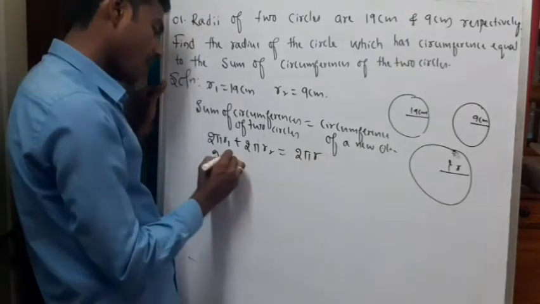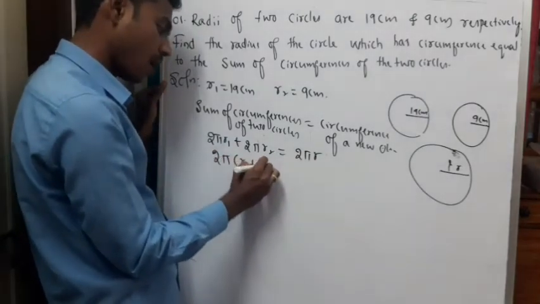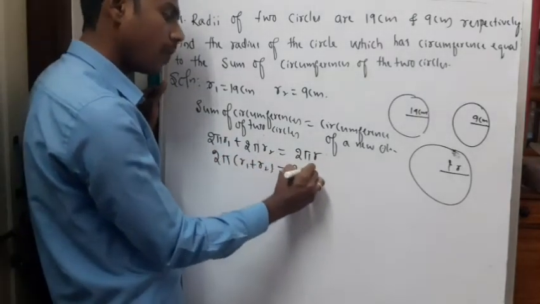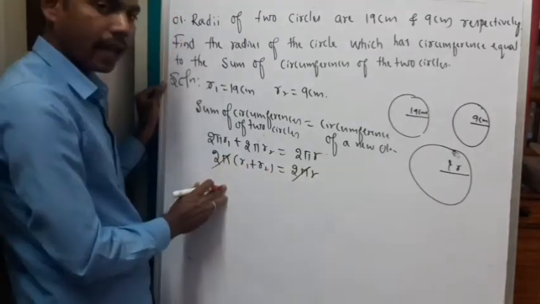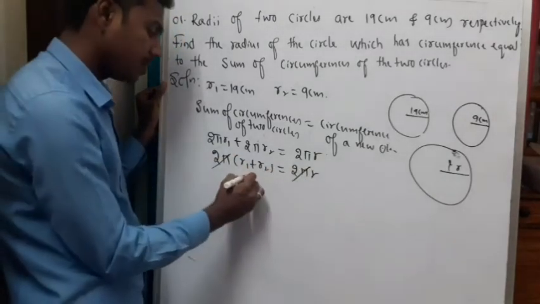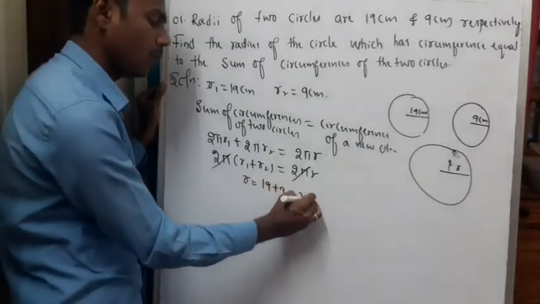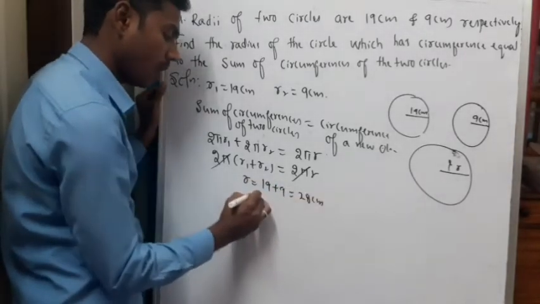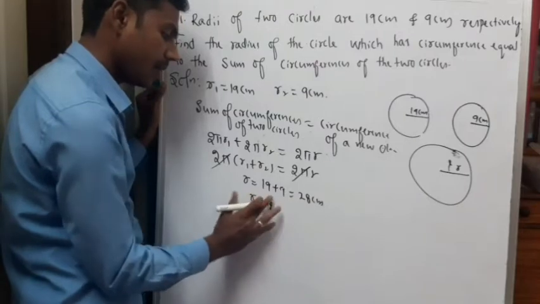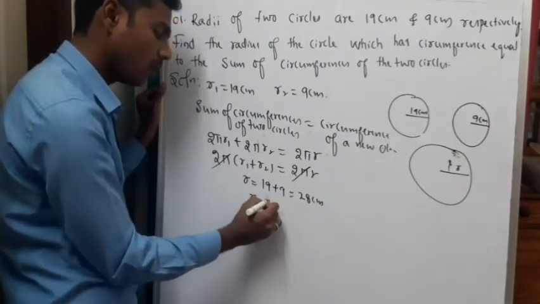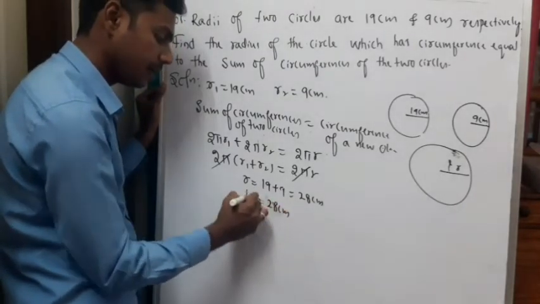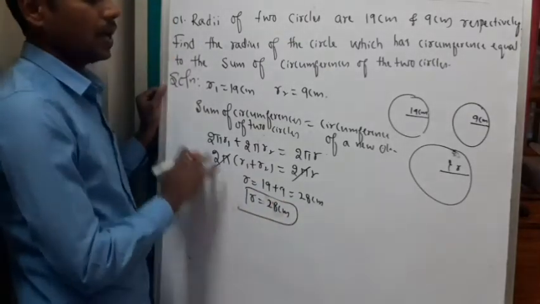So 2 pi is common across. See, r1 plus r2 is equal to 2 pi r. 2 pi can we cancel? Okay, then r is equal to r1 plus r2, 19 plus 9, which is equal to 28 centimeters. So radius of the new circle that has been formed is equal to 28 centimeter. Okay, please note this down.